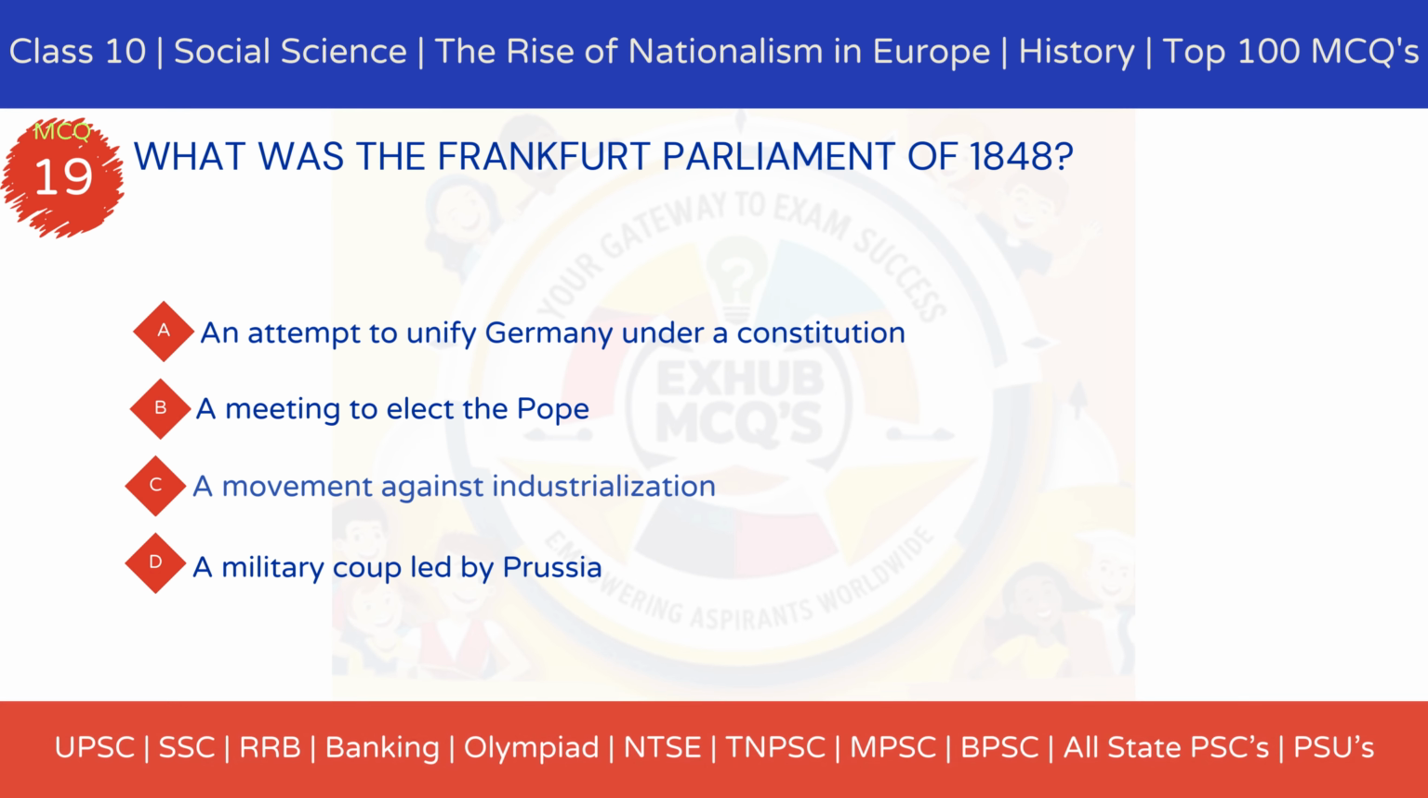MCQ 19. What was the Frankfurt Parliament of 1848? Option A. An attempt to unify Germany under a constitution. Option B. A meeting to elect the Pope. Option C. A movement against industrialization. Option D. A military coup led by Prussia.